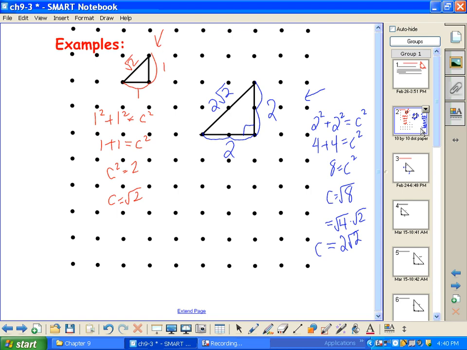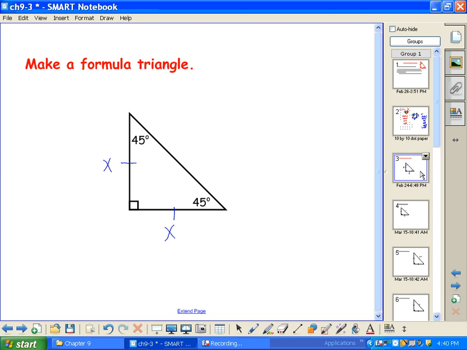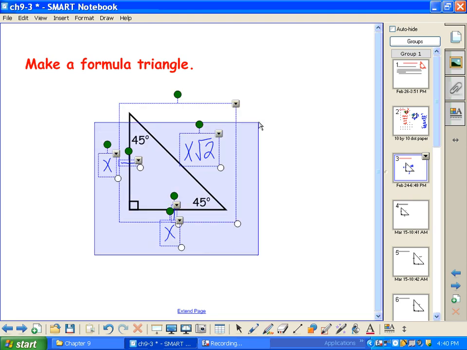Now, I hope you noticed too, as you went through this process, the number that sits in front of your radical, in this case there's a 1, that is the length of the legs. So that means that when I come back to my formula triangle, the length of the hypotenuse is the length of the leg times radical 2. This is our formula triangle. We are going to use this, or at least think about this, every time we try to apply it to another 45, 45, 90 triangle.